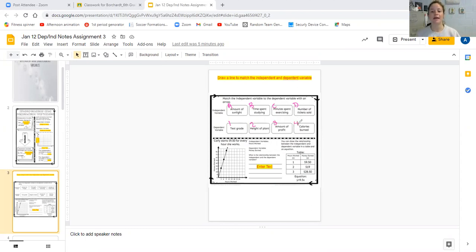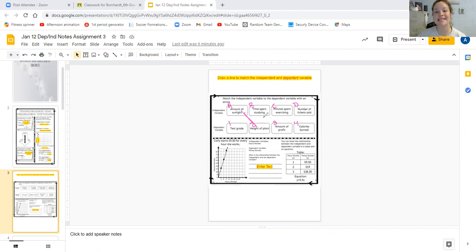So if we're talking about the amount of sunlight, if that is my independent variable, what would be dependent on the amount of sunlight? Put that in the chat. Good, Maria? Good, Jace? Good, Camden? Bryn, tell me. Height of plant. Very good. It is the height of the plant. So we would draw a line right there.